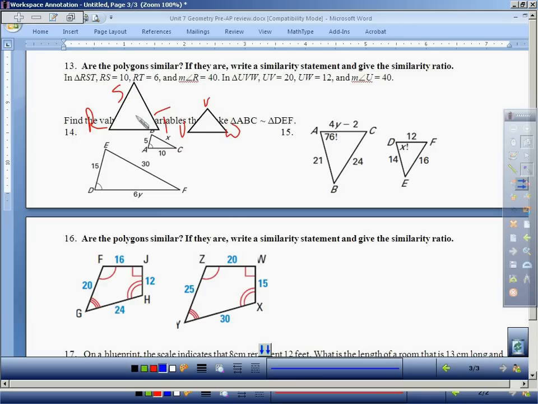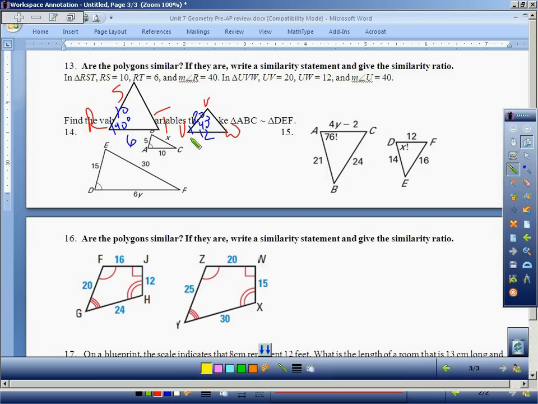Are they similar? Well, RS is going to be 10. R to T is 6. I know that R is 40. In this one, I have UV is 20, UW is 12, and the angle U here is 40. So I know that my angles are congruent.